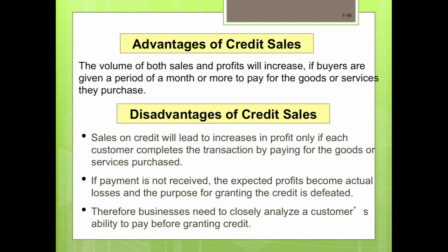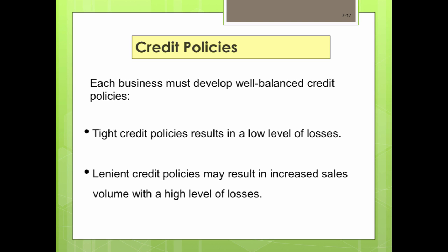A disadvantage of credit sales is that sales on credit will lead to increases in profit only if each customer completes the transaction by paying for the goods or services purchased. If the payment is not received, the expected profits become actual losses and the purpose for granting the credit is defeated. Therefore, businesses need to closely analyze a customer's ability to pay before granting credit, which now explains why everyone wants to look at your credit score. Decisions about granting credit may be based on personal judgment or on reports available from credit bureaus, information supplied by other creditors, and credit ratings supplied by national firms such as Dun & Bradstreet.